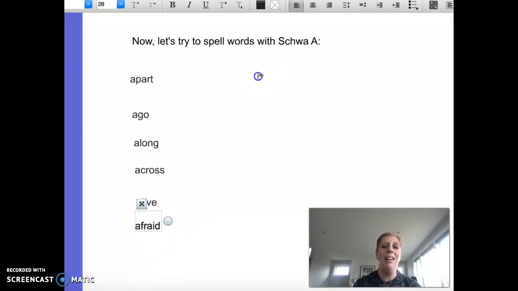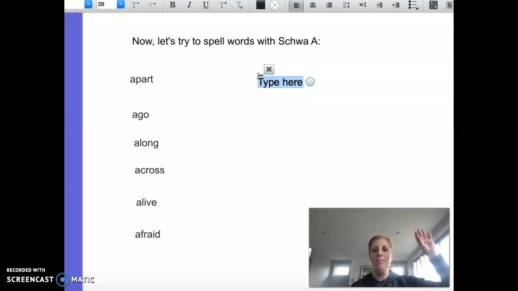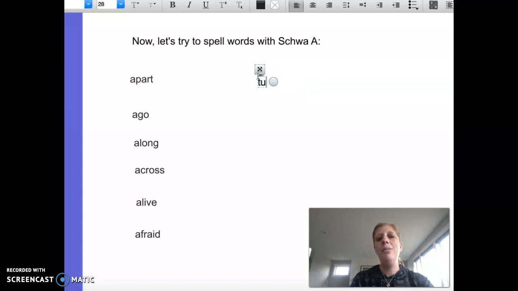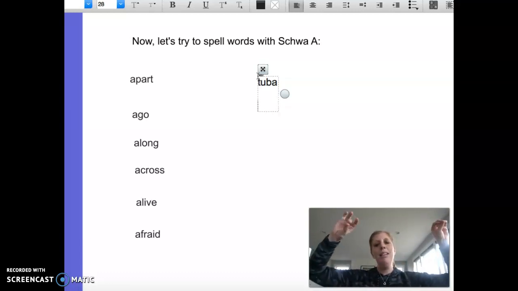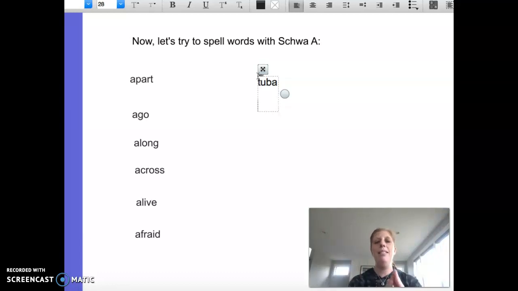Now, a schwa A can also come at the end of a word. Okay, how do you think you'd spell the word tuba? He played the tuba in the marching band. Tuba. T-U-B-A. Tuba. And how about, Lydia, you're going to like this word. Panda. First syllable, P-A-N, pan. Second syllable, D-A, da. Panda.